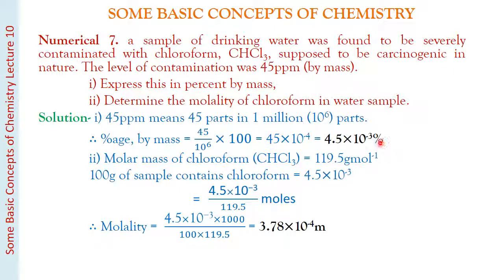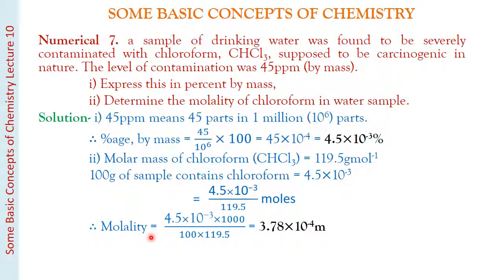Next you have to find the molality. So molar mass of chloroform is 119.5 gram per mole. So 100 gram of the sample would consist of how much chloroform? 4.5 into 10 power minus 3 gram. So this is the meaning of percentage. And if you convert these grams into moles, this would be 4.5 into 10 power minus 3 divided by 119.5, the molar mass. So you get these many moles.